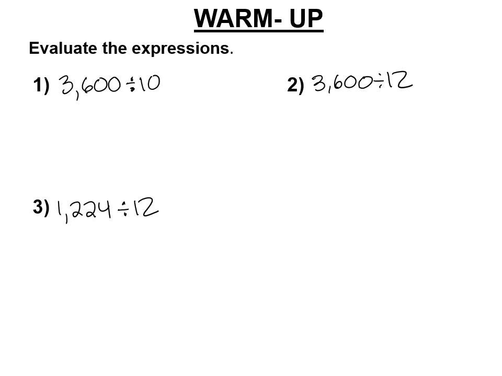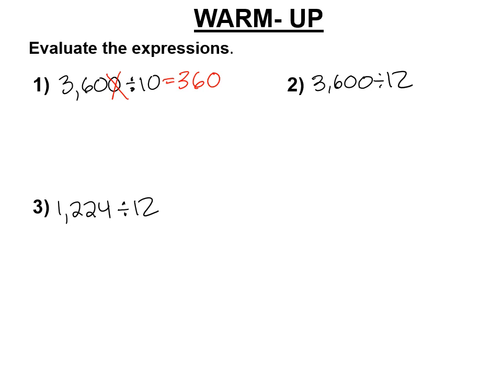All right, so welcome to 1.7. We're just going to make the division that we started yesterday a little harder. So let's try these. All right, 3,600 divided by 10. Well, when you're dividing by 10, you take away a 0, and so this must be 360.